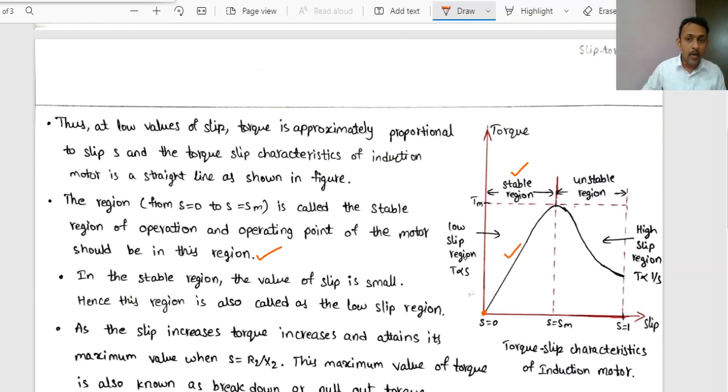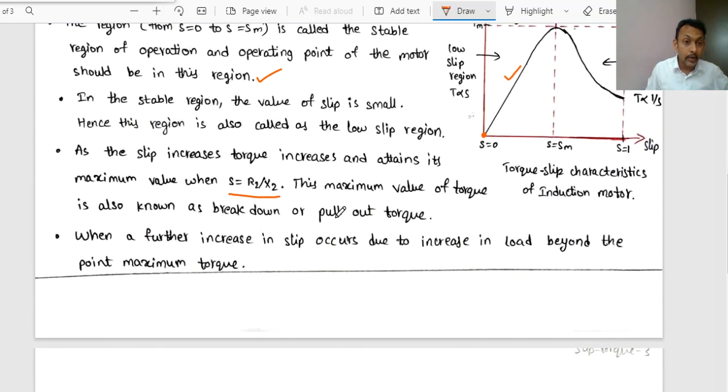Similarly, at some particular value of the slip, the motor attains the maximum torque. If the value of slip s is equal to R2 by X2, that is the point where we get the maximum torque, and that torque is called pull-out torque. Clear? So at s equals sm, the torque is maximum, and that is called pull-out torque.